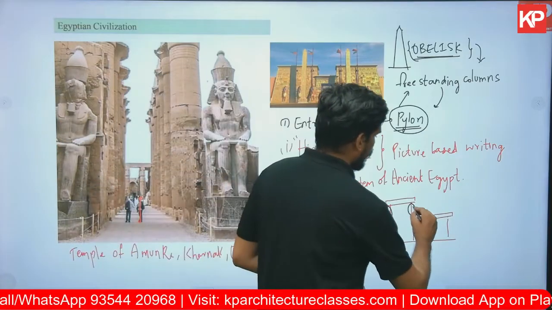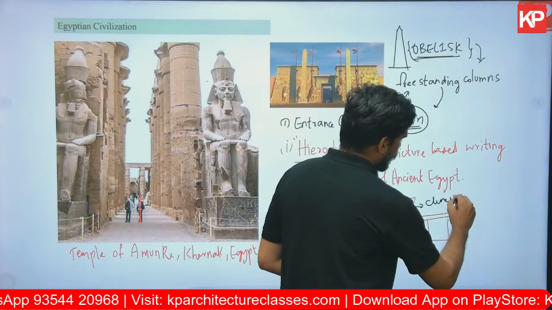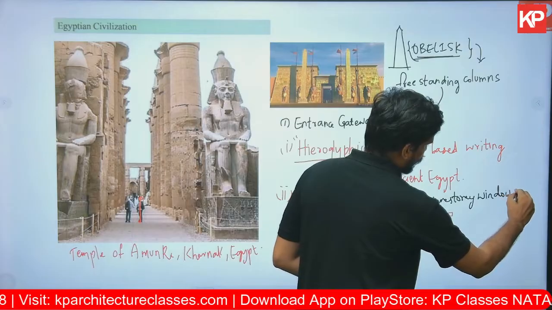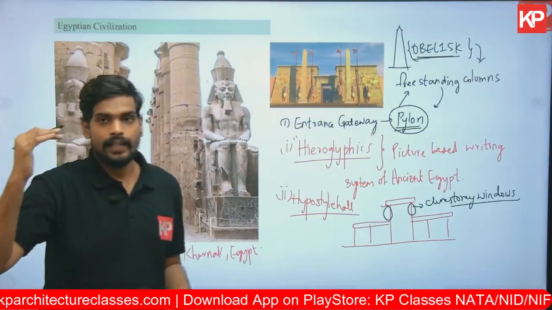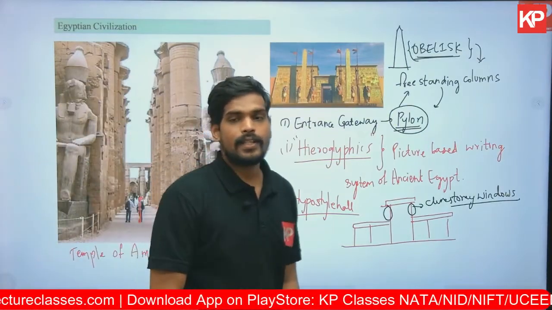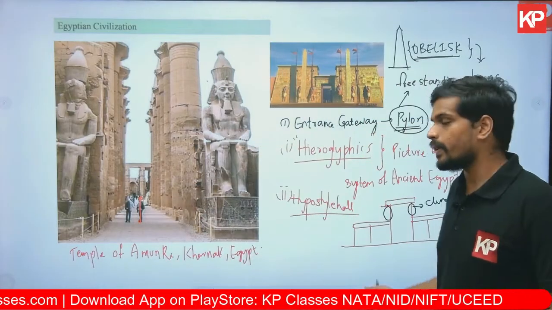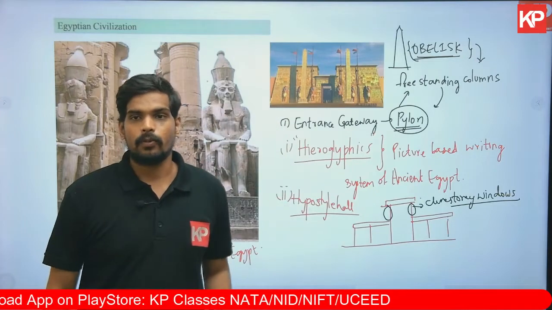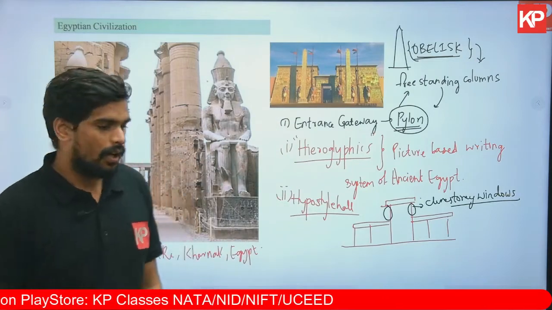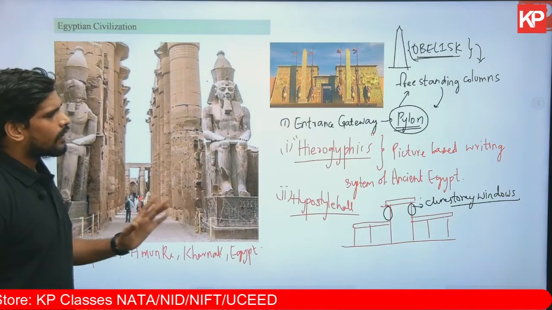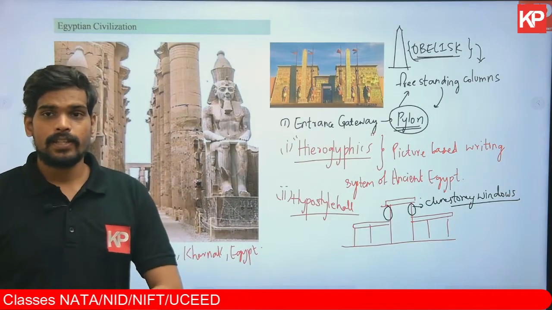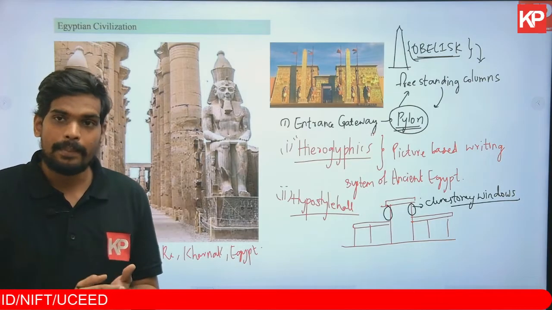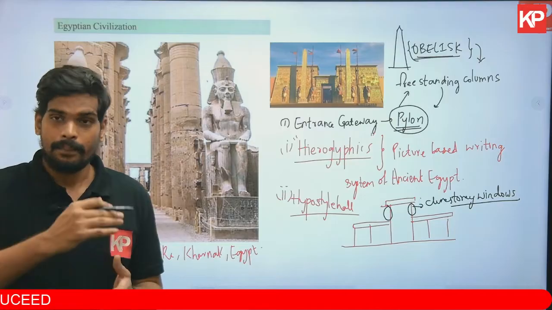So in the hypostyle hall you have the clerestory windows. What are clerestory windows? Windows provided near the ceiling of the building. And in the hypostyle hall of the ancient Egyptian temples, you have these clerestory windows provided by creating staggering of the roof levels. Remember this point also. So these are the points you have to remember with respect to the ancient Egyptian temple. I told you about the four parts of the ancient Egyptian temple: pylon, obelisk, hypaethral court, hypostyle hall, and the sanctuary. Make a note of those points.